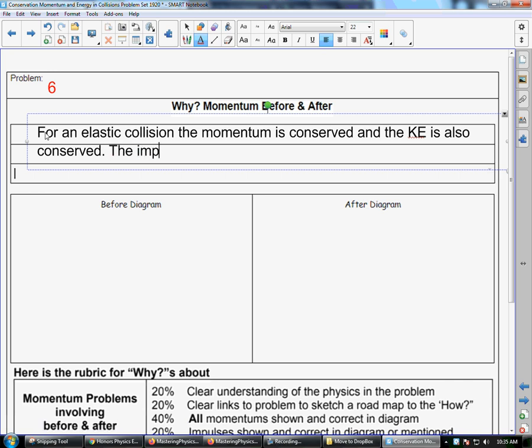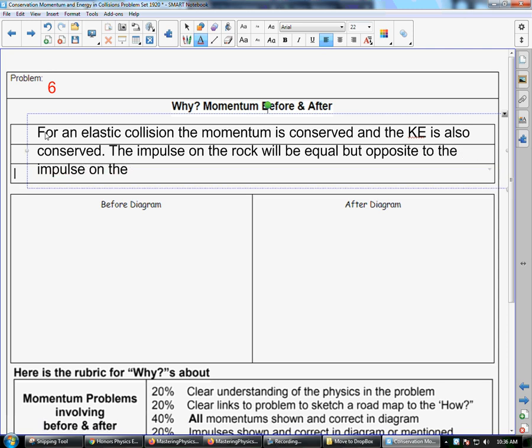The impulse on the rock will be equal but opposite to the impulse on the hammer. The impulse changes the momentum.